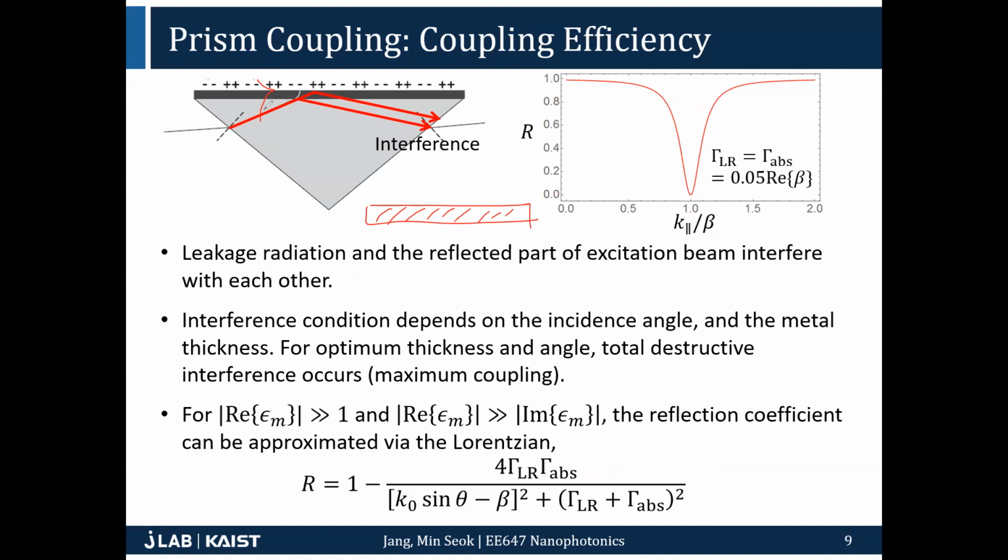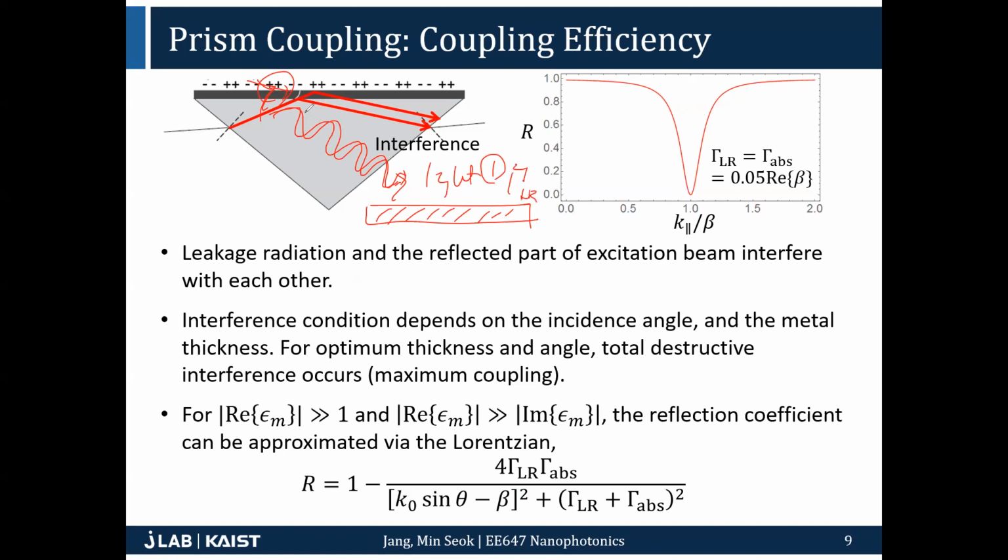First way is it loses its energy by radiating a leakage radiation, right? So as it propagates, it leaks out some light. And this is called radiative decay channel. Why is this happening? Because you can shine light to excite surface plasmon, so the opposite process should also be possible. So this is one way of losing its energy. And the rate of doing so is called gamma LR, leakage radiation.